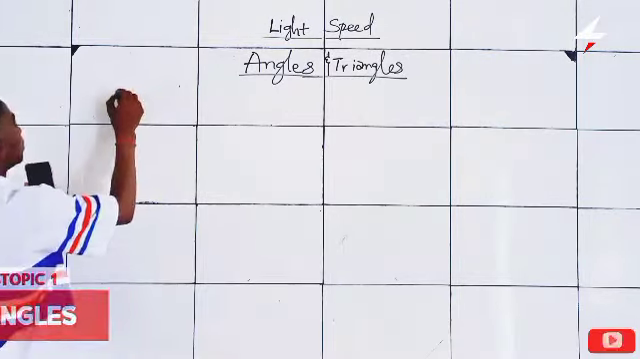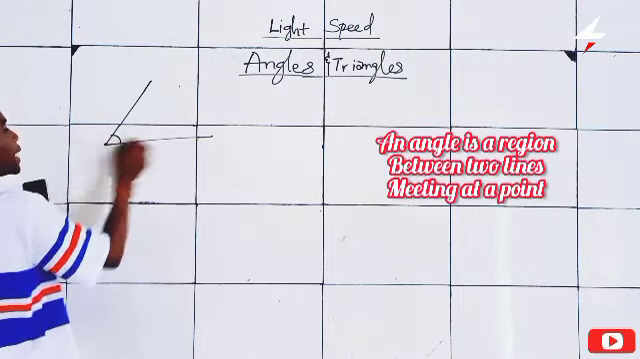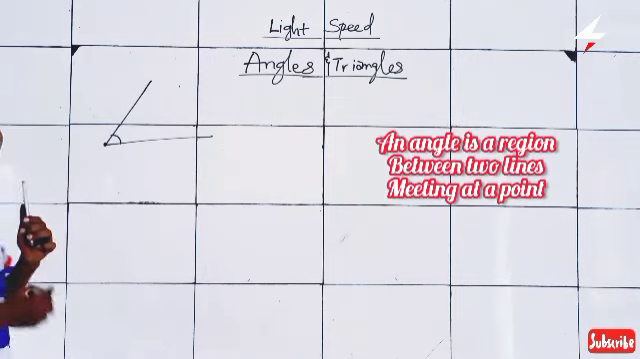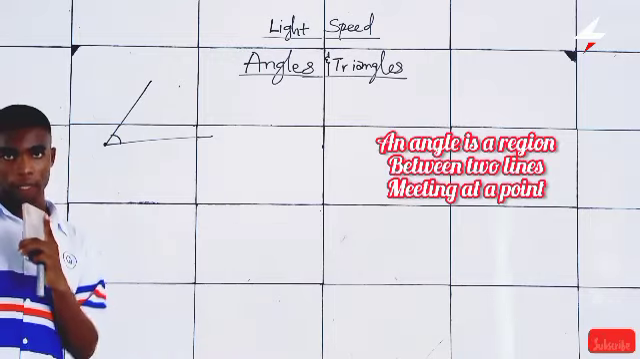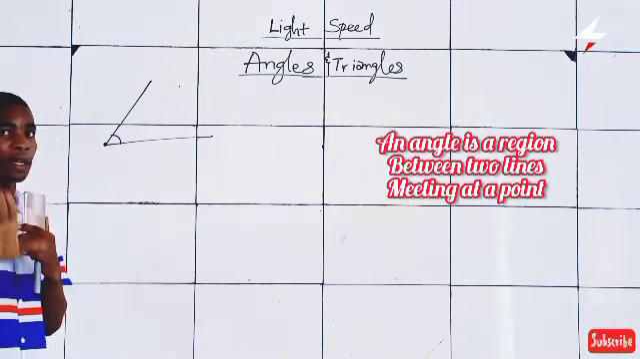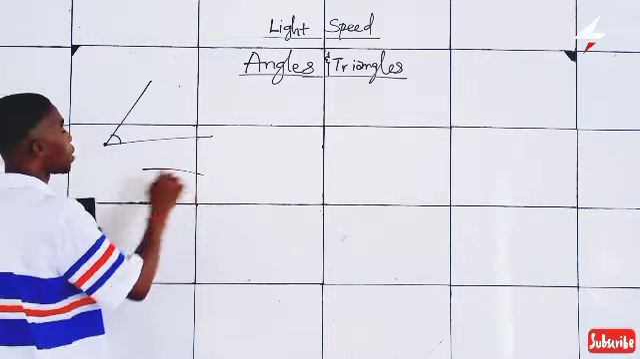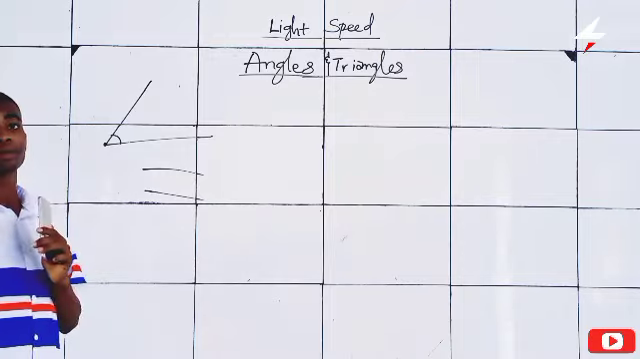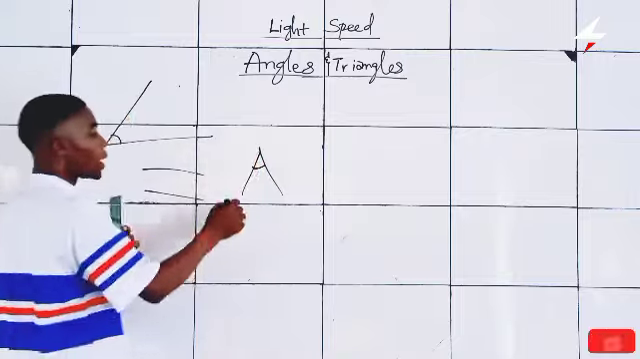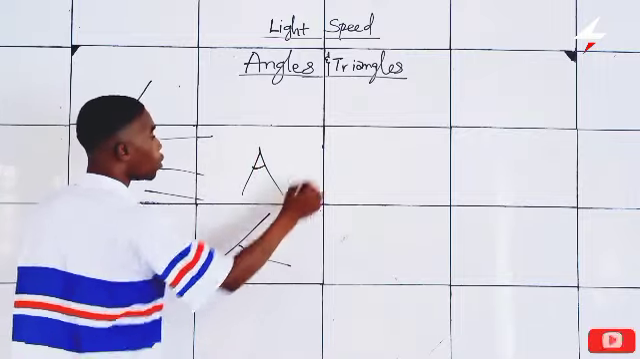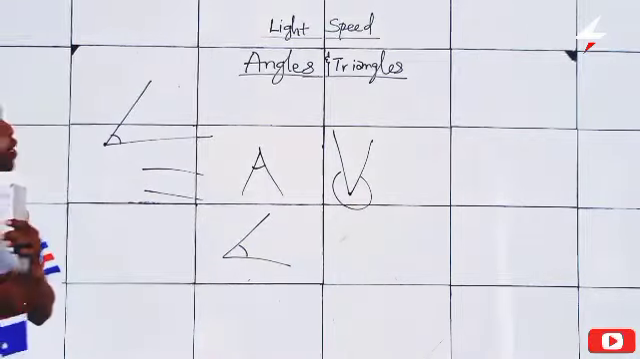Now, an angle is a region between two lines meeting at a point. An angle is formed when two lines meet at a point. That's the best and the simplest definition I can give. It is the space, the region between two lines meeting at a point. If two lines are walking parallel to each other, there's no angle formed, because the lines aren't meeting. We only find an angle when two lines meet at a point.